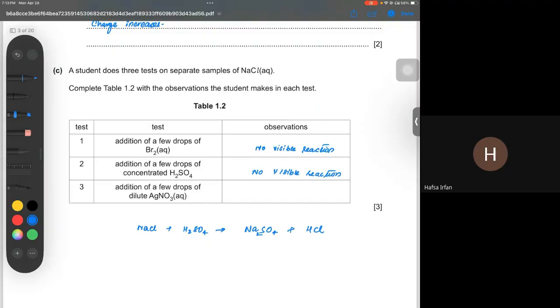Then addition of a few drops of dilute silver nitrate. Of course, we have sodium chloride, so silver nitrate would react with chloride, forming silver chloride. So I would see a white precipitate. Simple, okay?